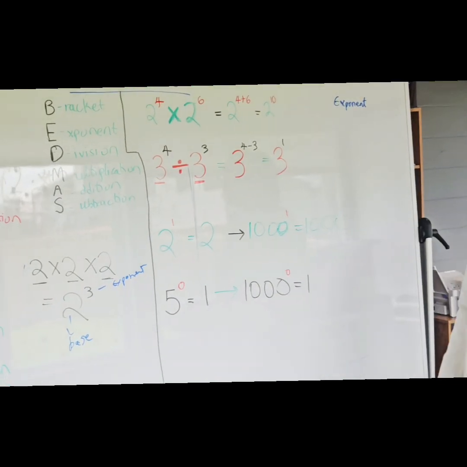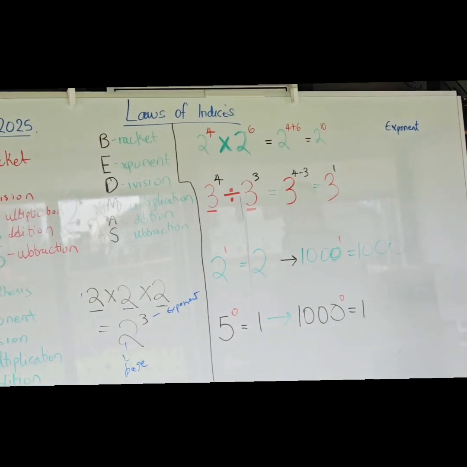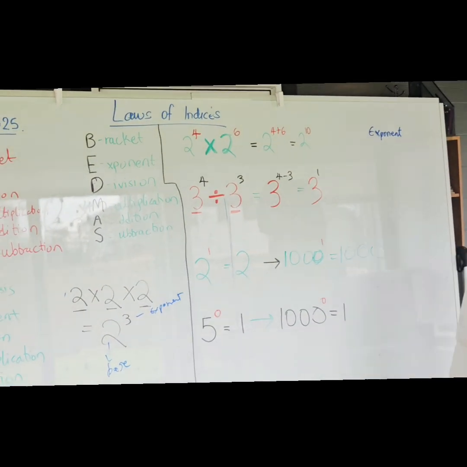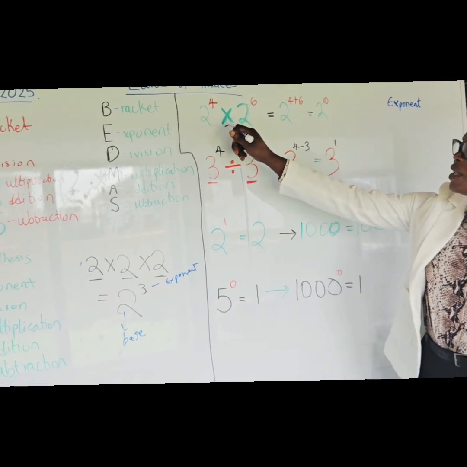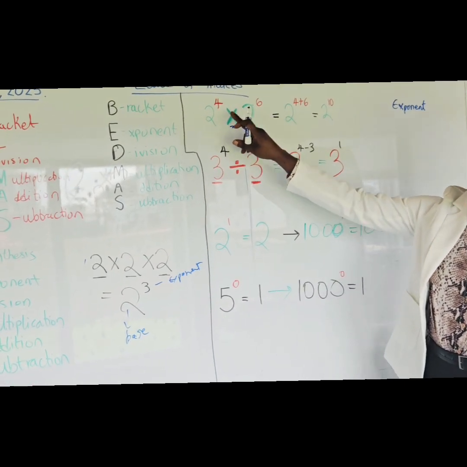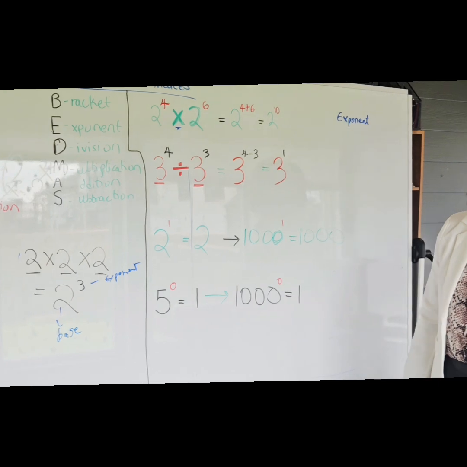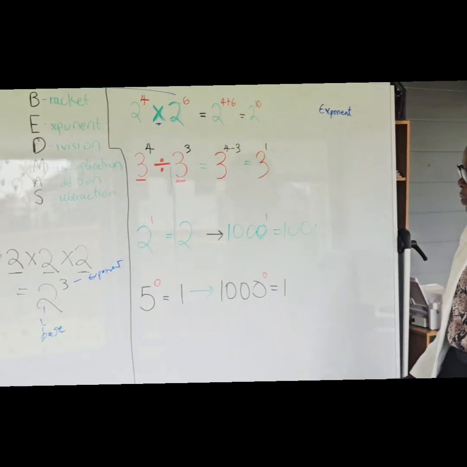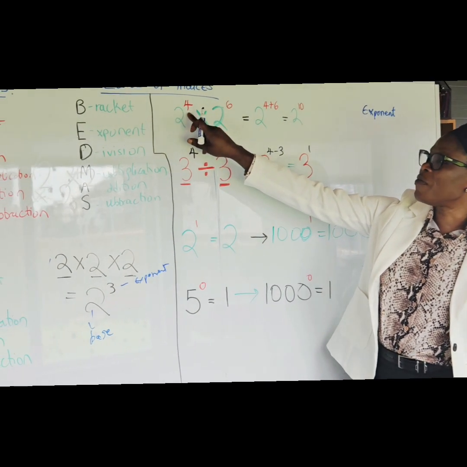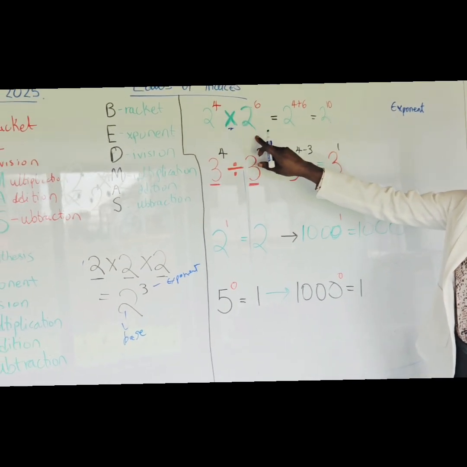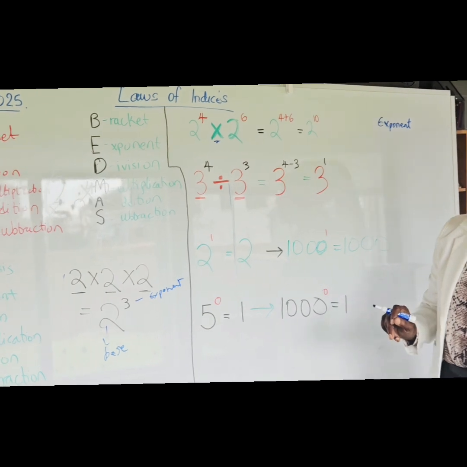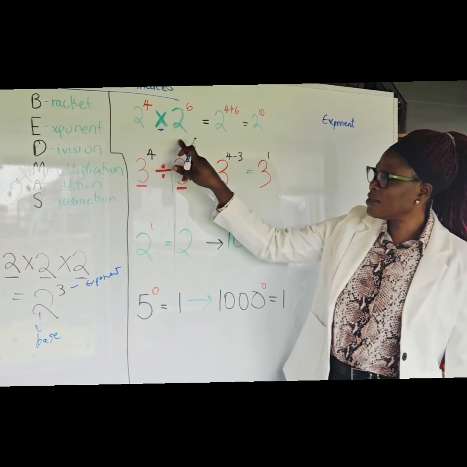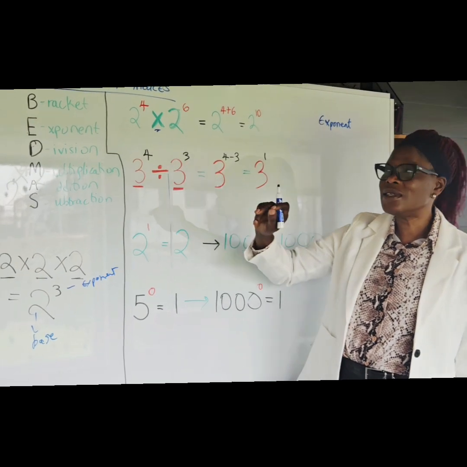So let's look at some laws. The first law is the product law. What does it say? It says that when you multiply, you add the exponents, so long as they have the same base. Let's look at this example: 2 to the power of 4 multiplied by 2 to the power of 6. The first thing you need to check is, do they have the same base? Yes, they do. 2, 2. So they have the same base.